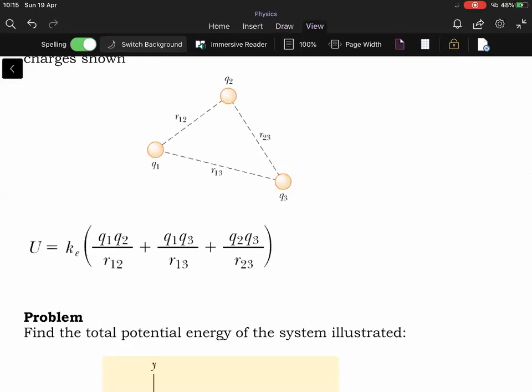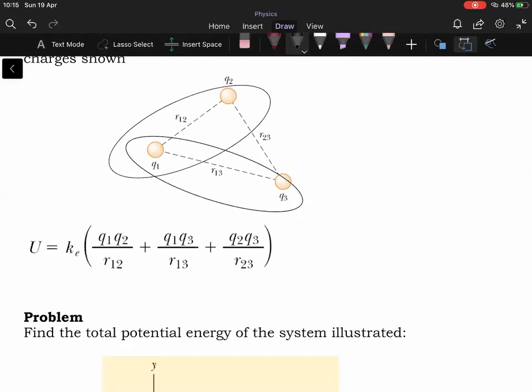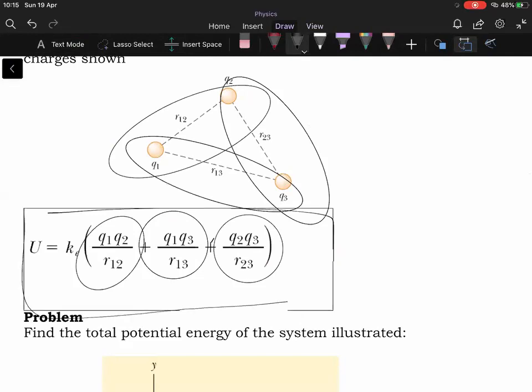Now, this is one configuration, Q1, Q2. Then another configuration of Q1, Q3. Another configuration of Q2, Q3. Right? So there are three pairs of charges. That is why there will be three terms in the equation of potential energy. This is the energy of the entire system, not of Q1 alone or Q2 alone. It is of Q1, Q2, Q3 put together with the configuration of their relative separation, which is as shown.